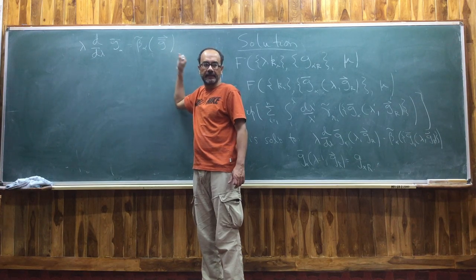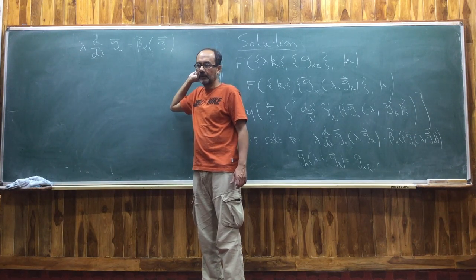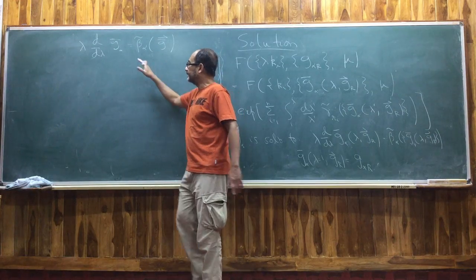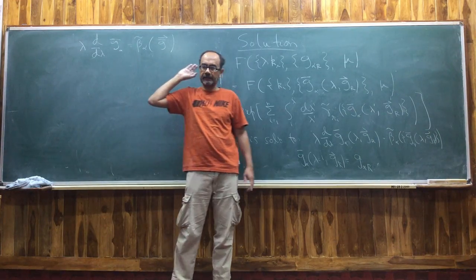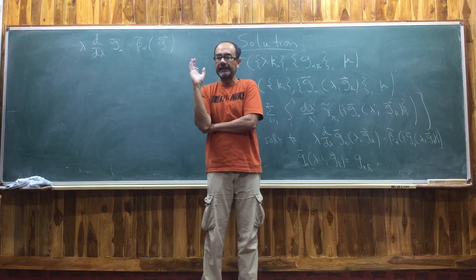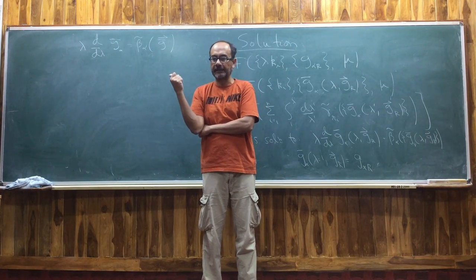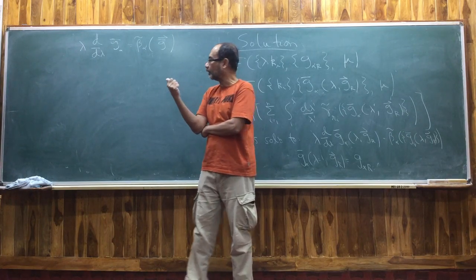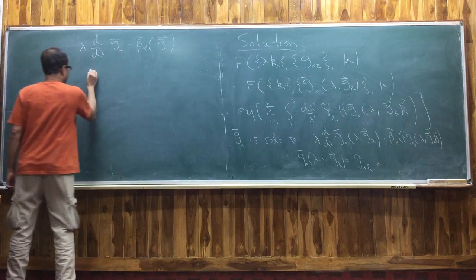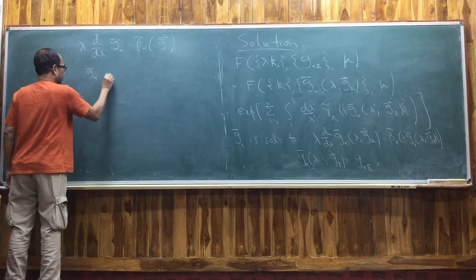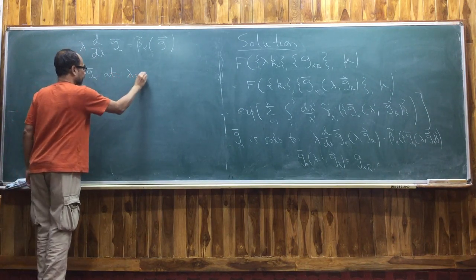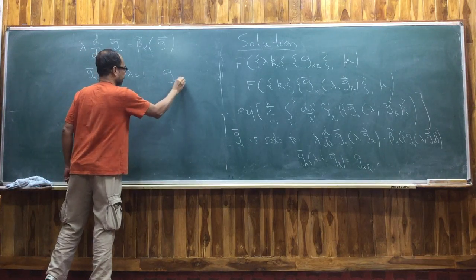Is this clear? So this determines g bar as a function of lambda. But this of course requires an initial condition, because it is a first order differential equation. So what is our initial condition? The initial condition that you put is that g bar alpha at lambda equal to 1 is equal to g alpha.